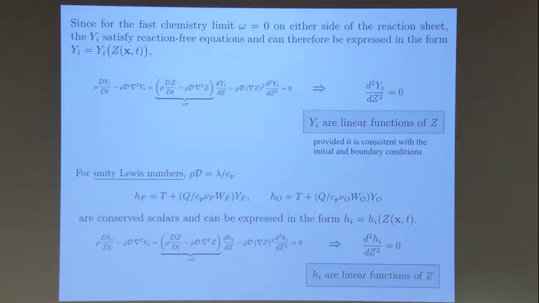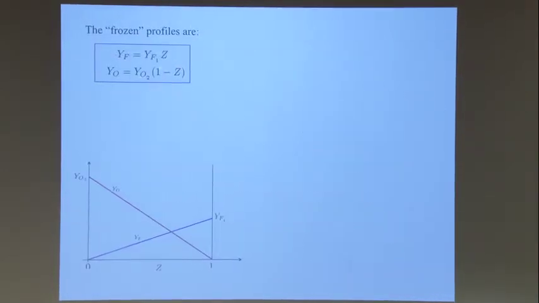And if you assume that the Lewis numbers are 1, you can also show that this other combination, HF and HO, which are also conserved scalars, are also functions of Z. So that makes the problem very nice, but this is good only if the boundary conditions are simple, namely constant, because then you can immediately write the solution for YF and YO.